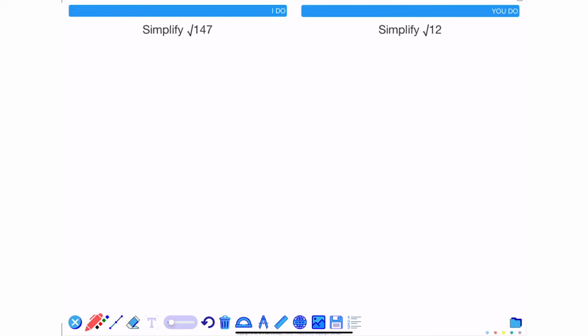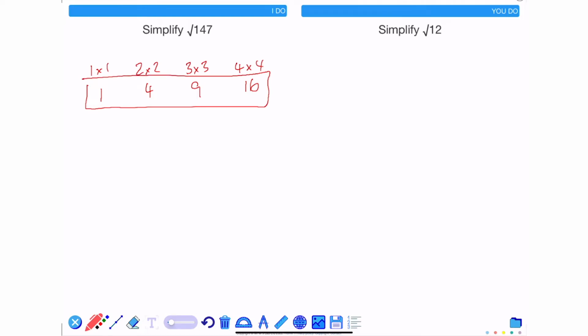In this video, we're going to be learning how to simplify a surd. Before we begin, it's really important that we understand the idea of the perfect square number. Perfect square numbers are created by 1 times 1 is 1, 2 times 2 is 4, 3 times 3 is 9, 4 times 4 is 16.